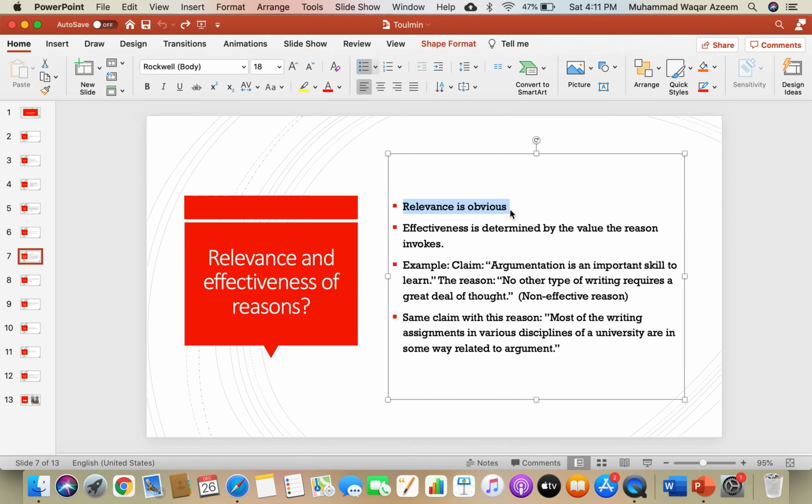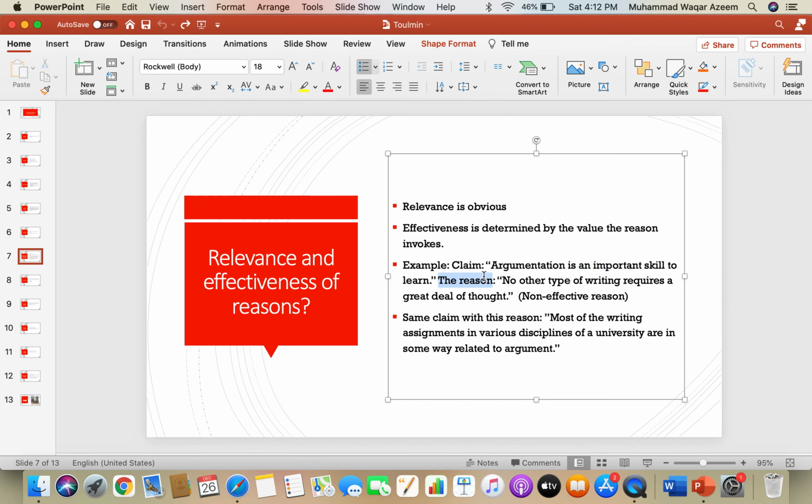But of course, effectiveness. How to determine whether a reason is effective or not. Now, effectiveness of a reason is determined by the value the reason invokes. What does that mean? Let's look at this example. Suppose this is a claim by an author. The claim is, argumentation is an important skill to learn.